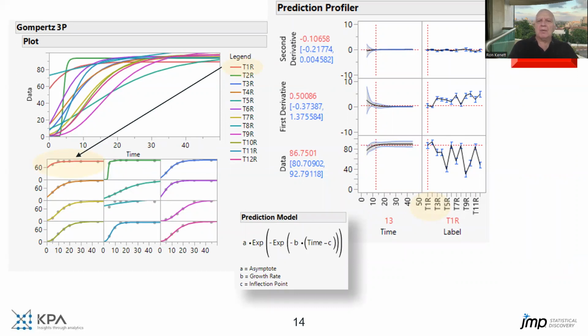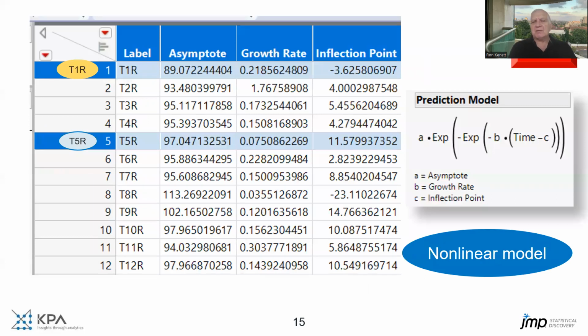We can actually run on a profiler the different curves by changing the label. T1R, which you also might remember, was the one that had a quick growth and then a dissolution. We can see it's the first one, and we get a first and second derivative of the model in the profiler that comes with this functionality. What also comes with this functionality, which is very interesting, is immediate access to the 3 parameters that identify the different growth curves. So T5R, we see very slow growth, 0.07. T1R, which shoots up to the asymptote, 0.21.